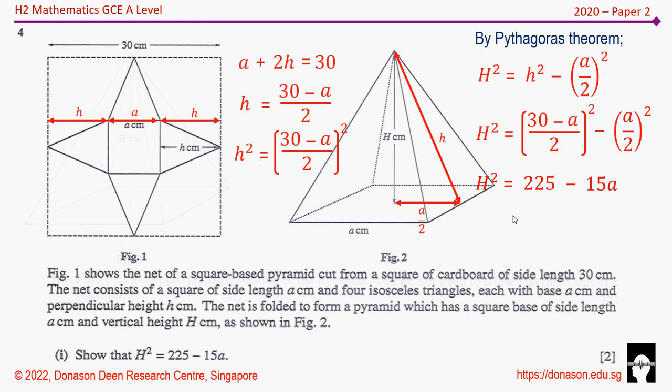Of course, I have skipped a lot of steps in between. 30 squared is going to become 900 minus 2 times 30 times a, and then we can do all the manipulation, and ultimately you will be able to prove that from this. Since we have already eliminated the small h, it's all in terms of capital H and small a. So you should be able to manipulate and prove this equals 225 minus 15a.